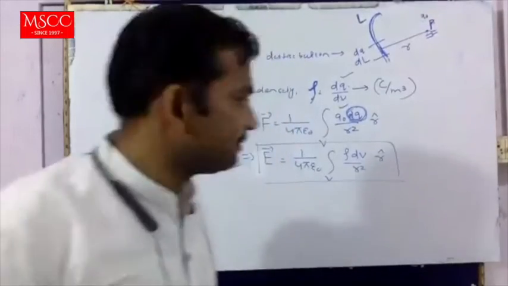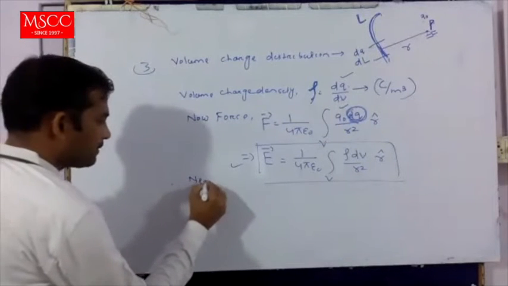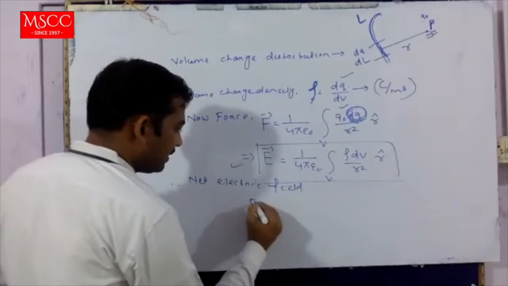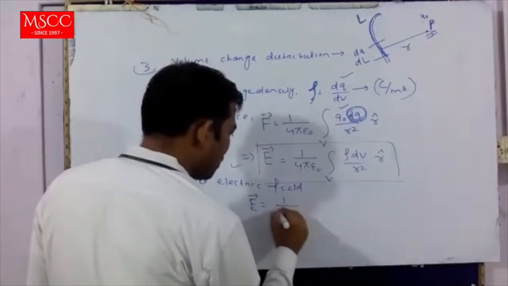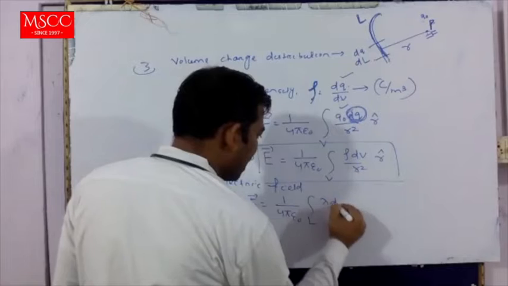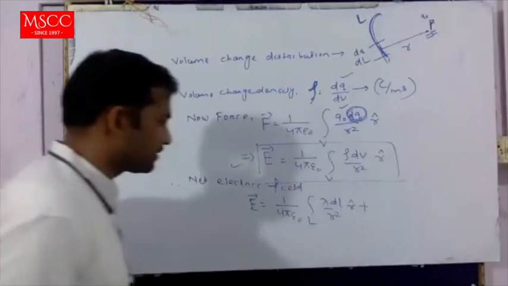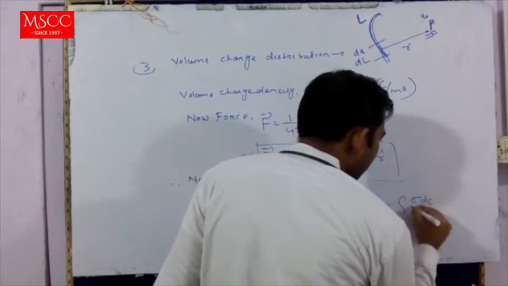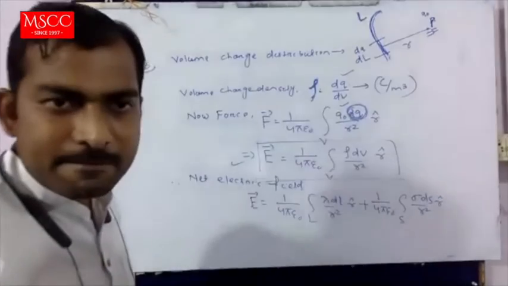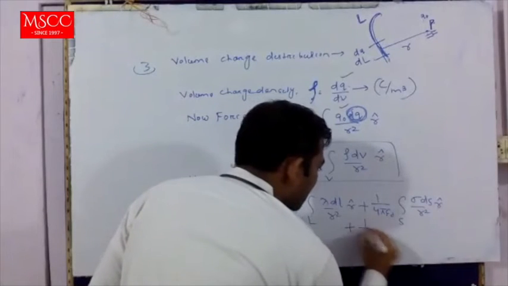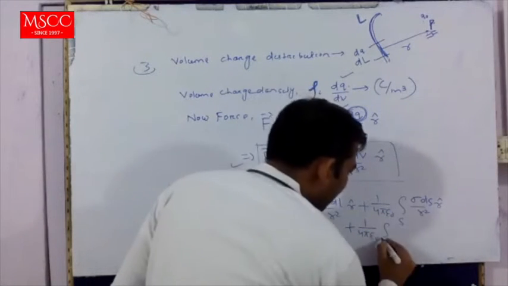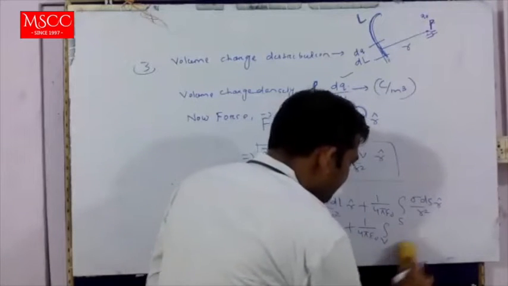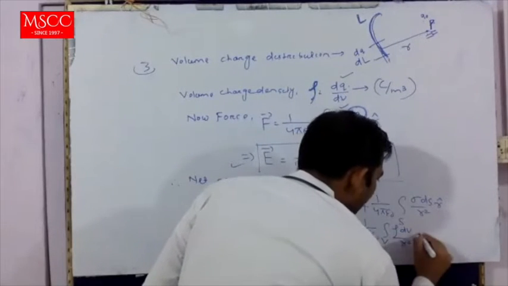Therefore, net electric field intensity E equals 1 by 4 pi epsilon naught integral over L of lambda dl by r square r cap, plus 1 by 4 pi epsilon naught integral over S of sigma ds by r square r cap, plus the third one, 1 by 4 pi epsilon naught integral over volume of rho dv by r square r cap.